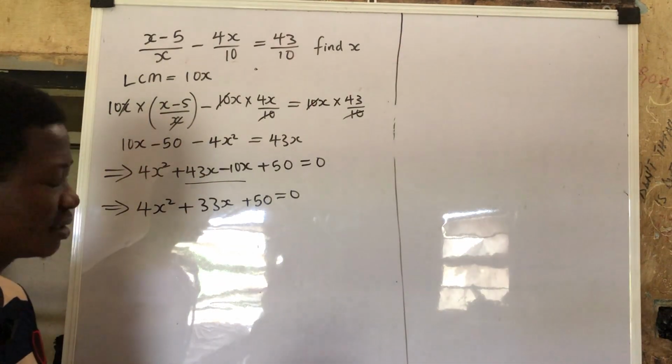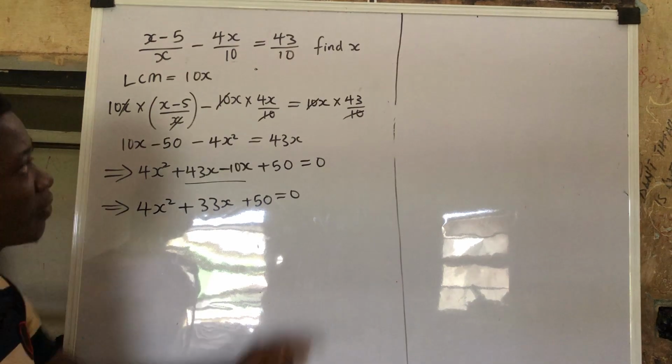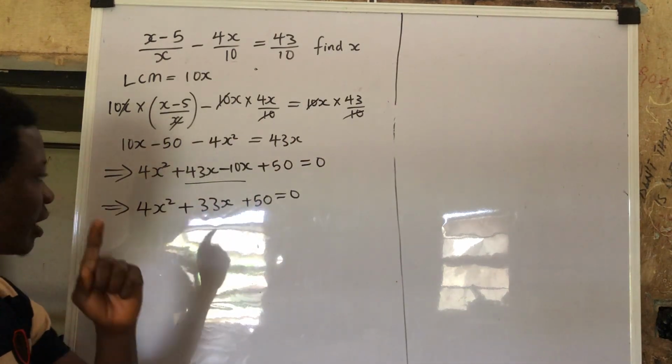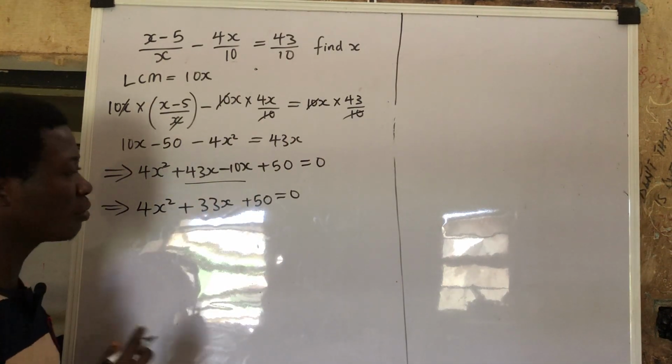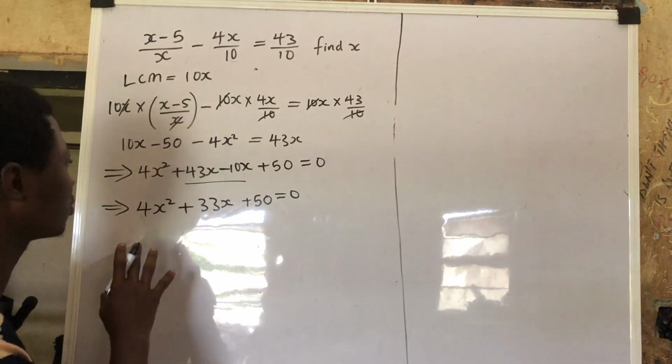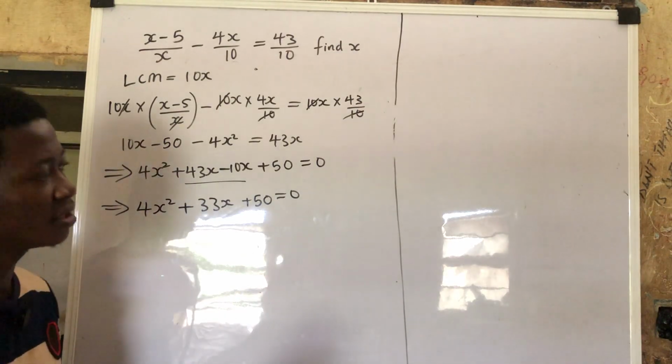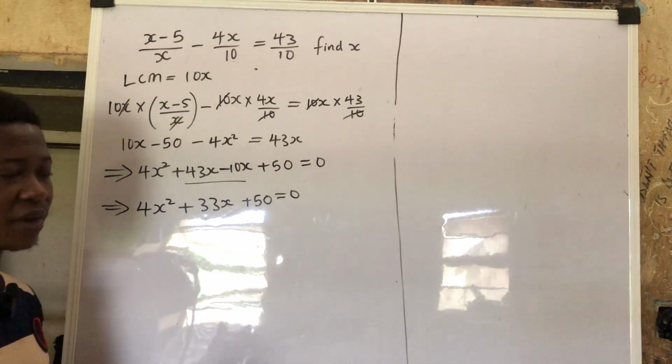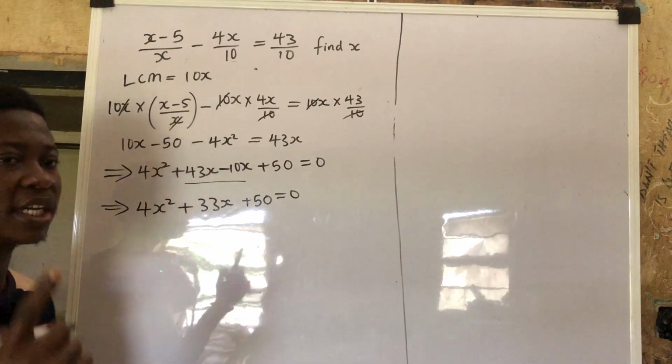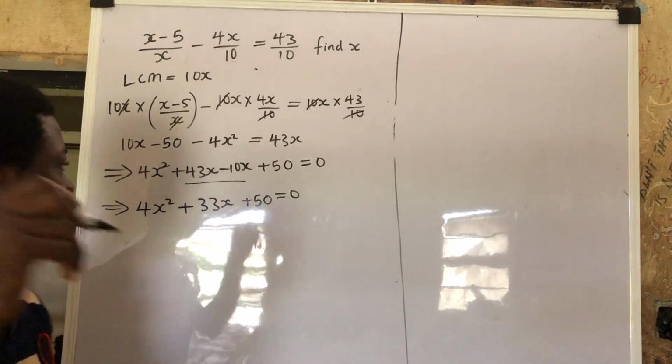So what's the next thing? Remember, we are looking for the value of x. That's the bone of contention. So what do we do? In one of my videos, I taught how to get this easily using the factorization method. So check out that video. I'm going to put the link to that video.